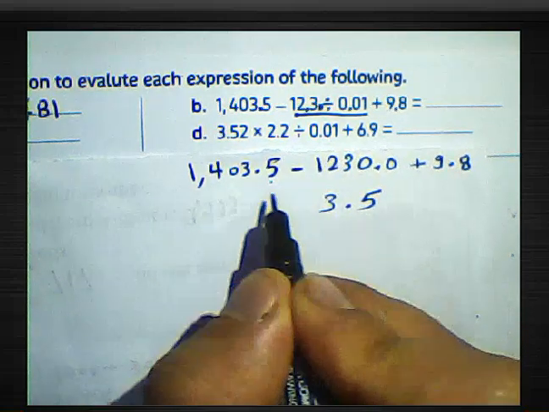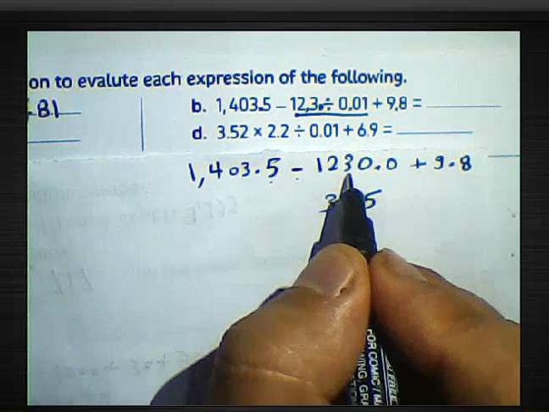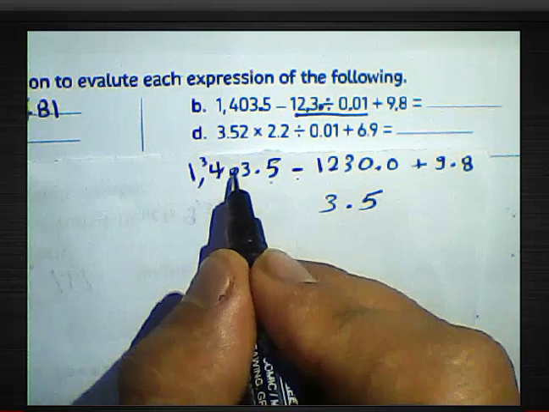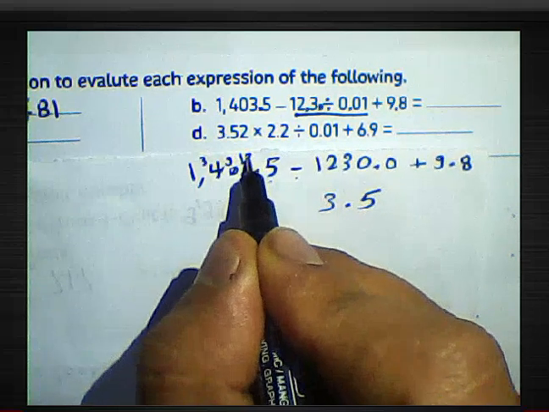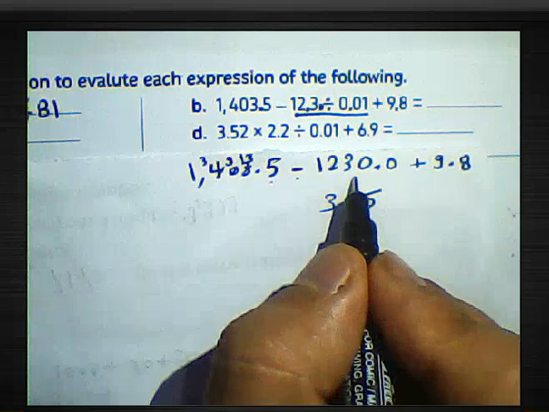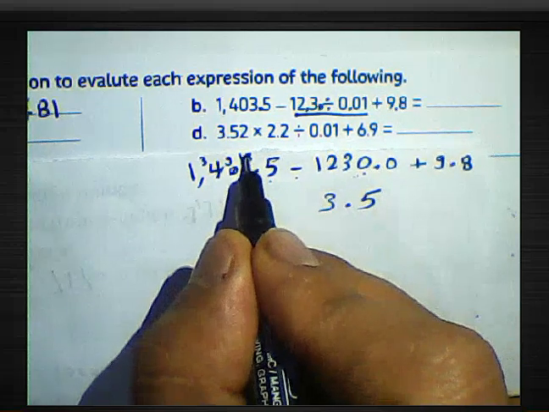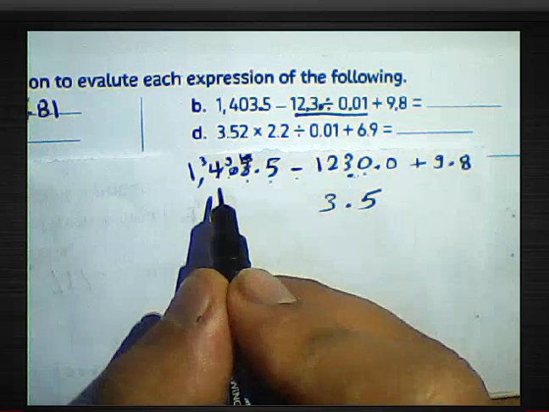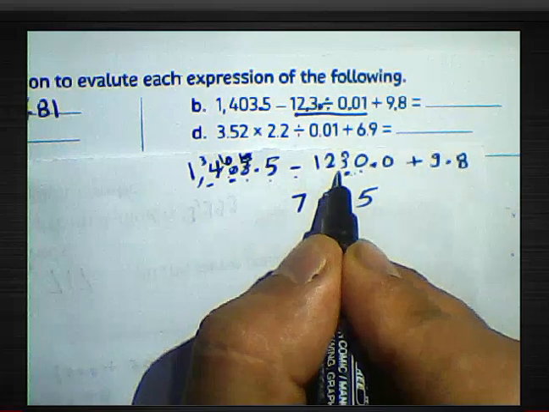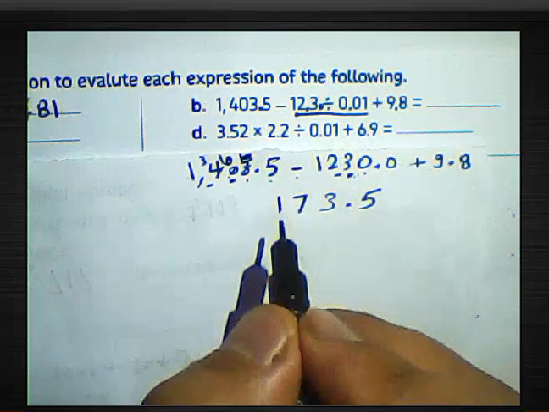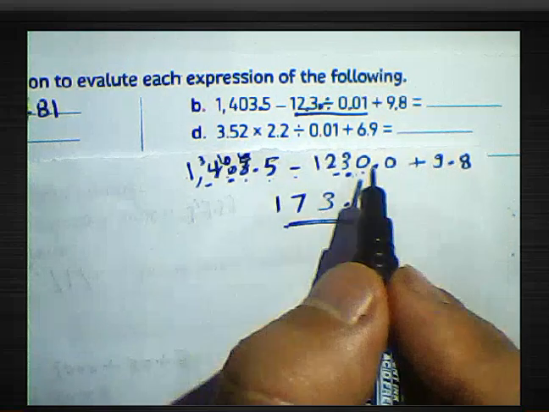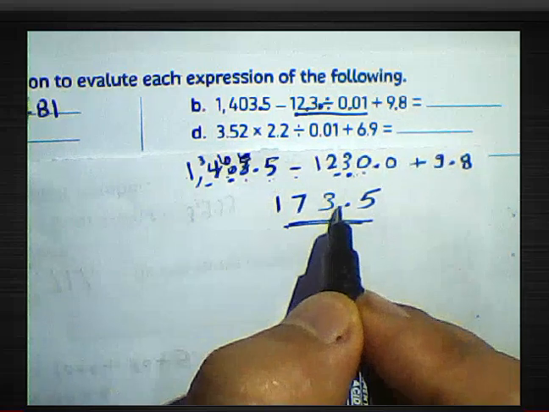3 minus 0 equals 3. 0 minus 3 we can't do it, so we must borrow 1 from the 4. The 4 will be 3, and 0 will be 10. 10 minus 3 equals 7. 3 minus 2 equals 1. 1 minus 1 equals 0. Then the result will be 173.5.